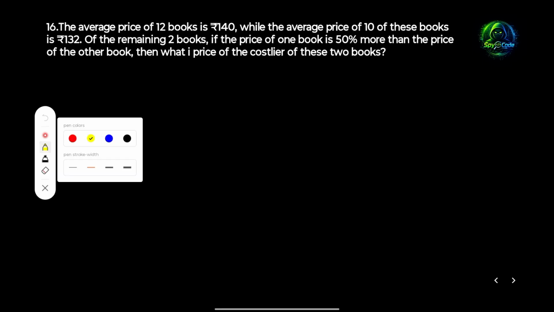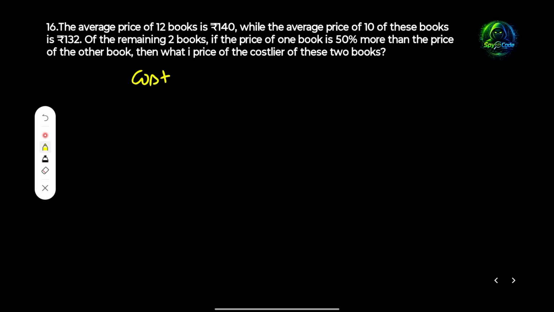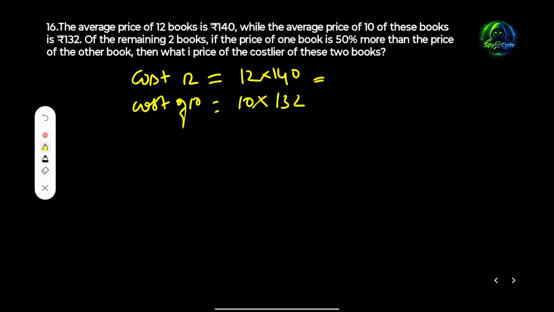So the average price of 12 books. So the cost of 12 books is 12 into 140, and the cost of 10 books is 10 into 132. So this is around 1680 and this is around 1320.